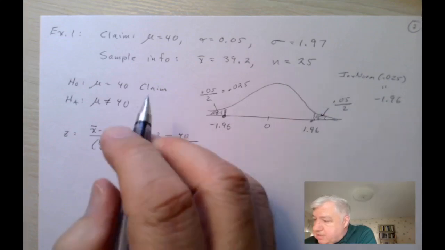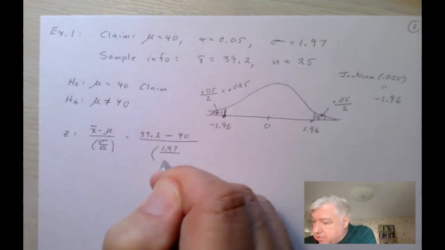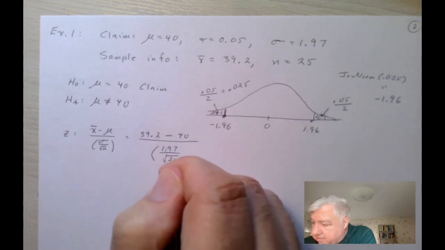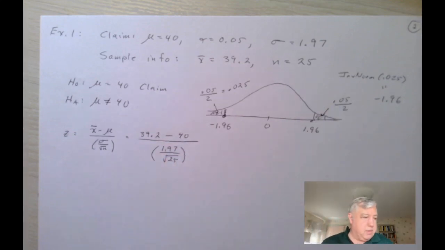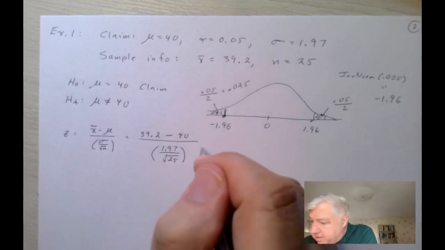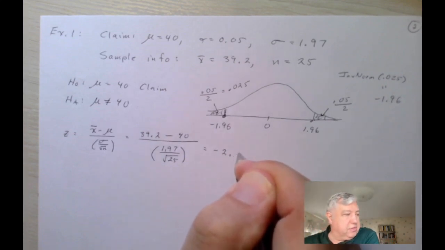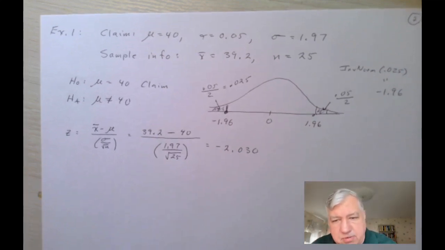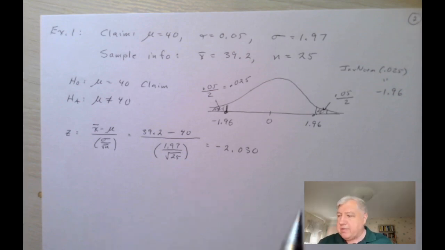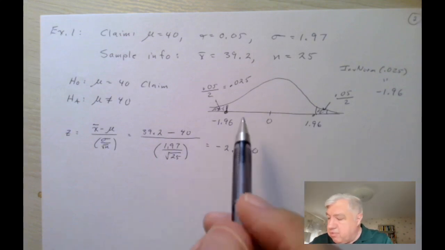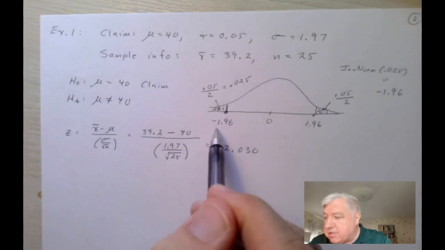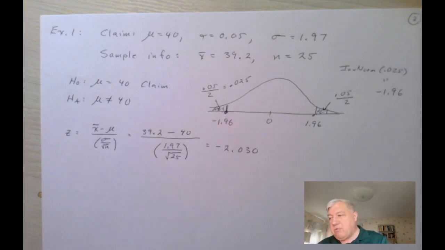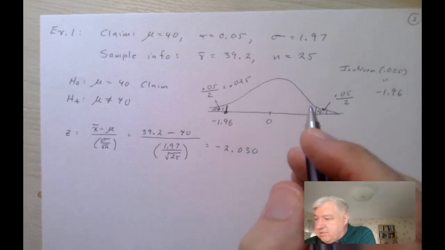Then we divide by sigma over the square root of n, which is 25. Then you compute this on your calculator, and this is going to be negative 2.030. In terms of how many decimal places you want, you just want enough to know whether this is in the rejection region or not. So we can clearly see that this will be in the rejection region. Negative 2 is less than negative 1.96, right? So it's in the rejection region.